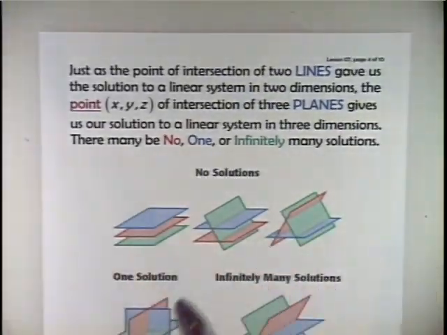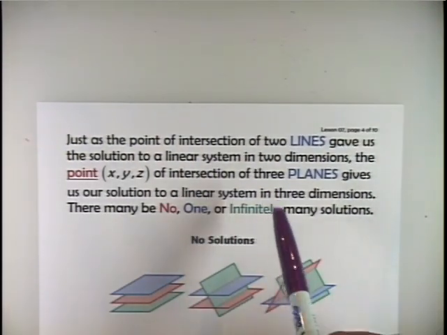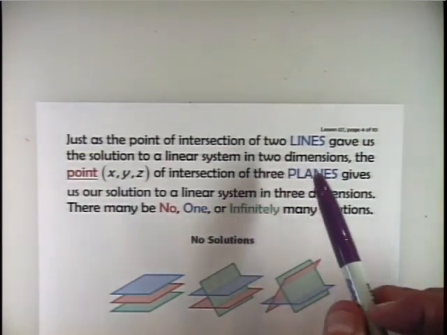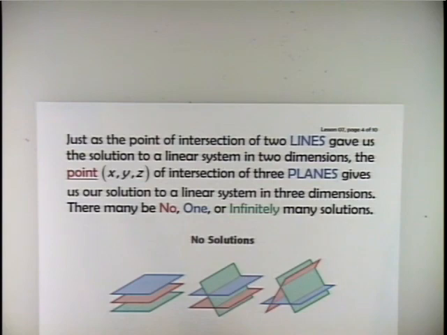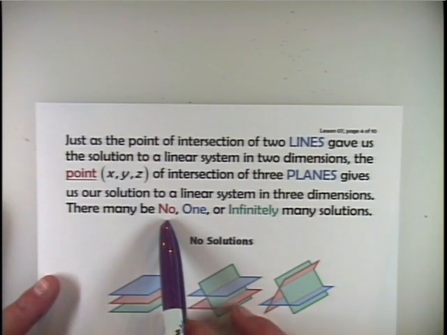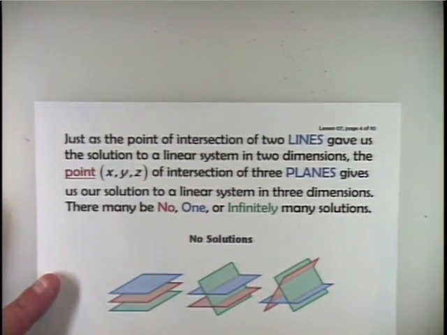Just as the point of intersection of the 2 lines in 2 dimensions gave us the solution to a linear system, the point of intersection of the 3 planes in 3 dimensions is going to give us our solution to the linear system. Now, how many solutions can there be? Well, we can actually have 0, no solutions, 1 unique solution, or infinitely many solutions. So here's what some of those look like.